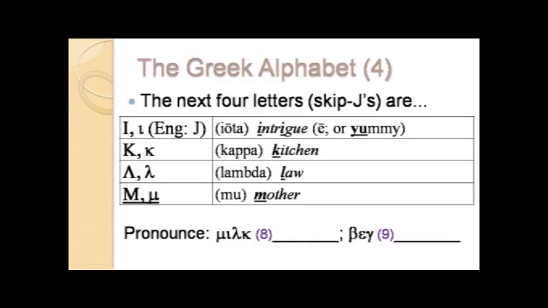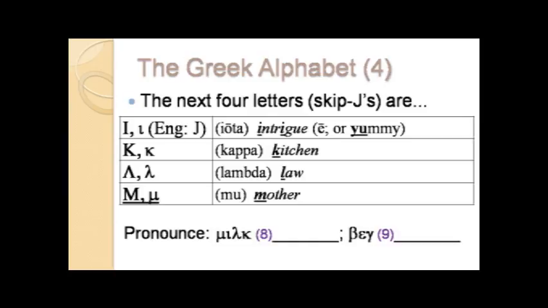Okay. But the rest of the letters are basically what you would expect in English. After I, we don't have J because J doesn't exist in the Greek. So after I, you'd expect K, L, and M. And that's basically what you have. You just have the Greek forms of them. So instead of K, you have something that looks a lot like a K. It's called kappa. And it basically sounds like the K, like in kitchen. Kappa.